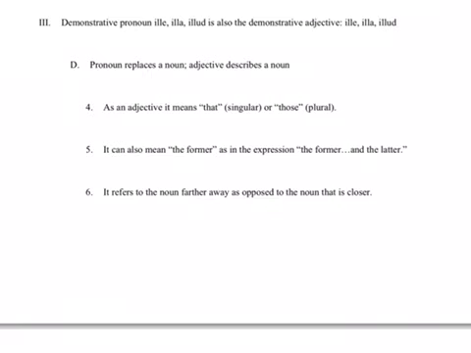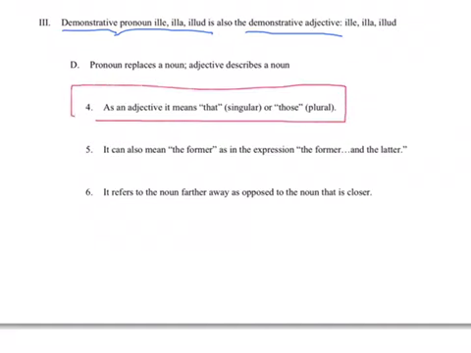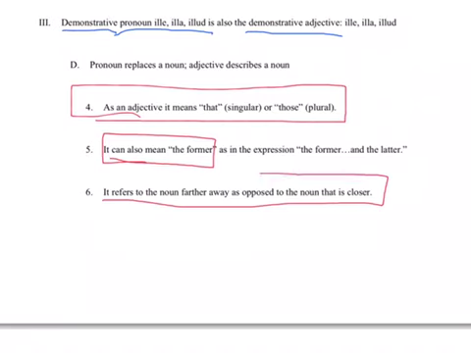So hic, haec, hoc is the demonstrative pronoun and demonstrative adjective for the word this, or the thing closer to you, or the latter. And next is the demonstrative pronoun ille, illa, illud. That's another demonstrative adjective and another demonstrative pronoun. But instead of meaning the thing that is close, as an adjective, it means the thing that is further away. It means that or those in the plural. It can also mean the former as opposed to the latter, in the expression the former and the latter. And then it refers to the noun further away as opposed to the noun that's closer.